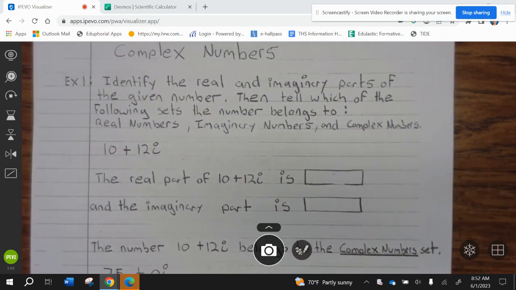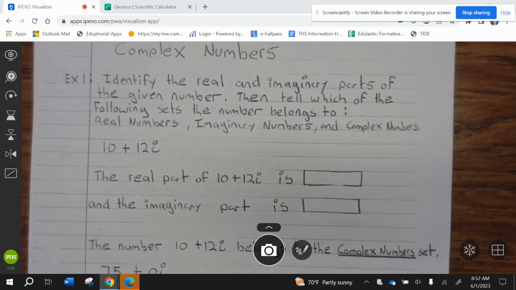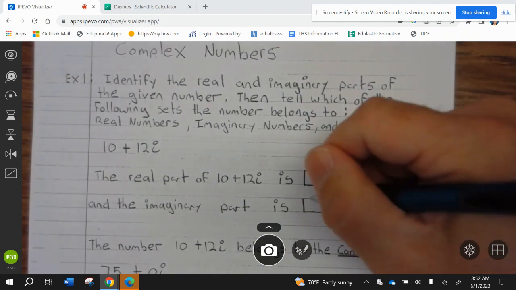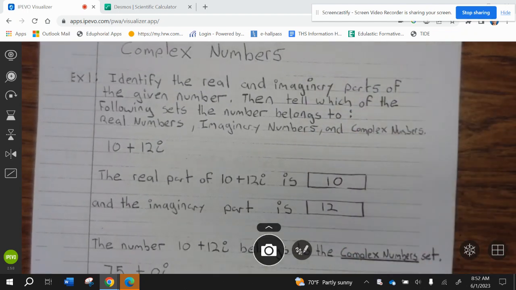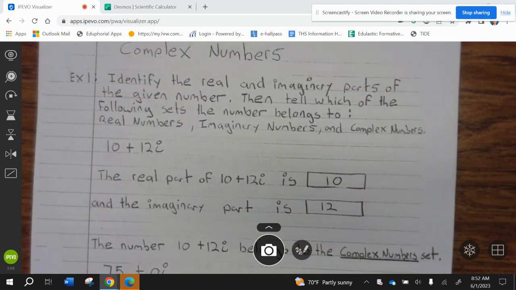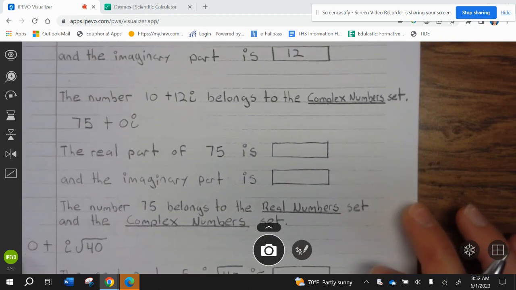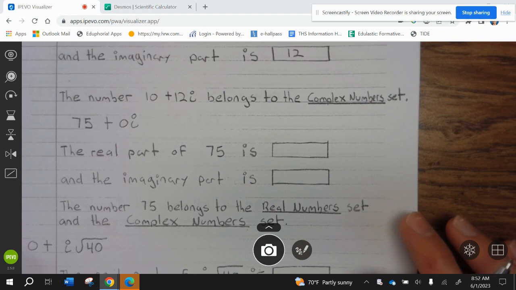Or first example, I should say. Identify the real and imaginary parts of the given number, then tell which of the following sets of numbers belong to: real numbers, imaginary numbers, and complex numbers. So the real part of 10 plus 12i is 10, and the imaginary part is 12. Okay, finish up example 1. The number 10 plus 12i belongs to the complex number set.